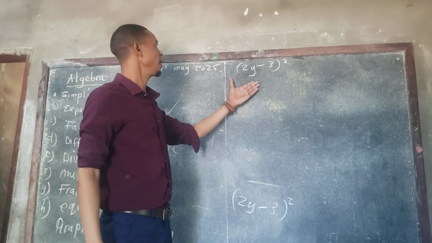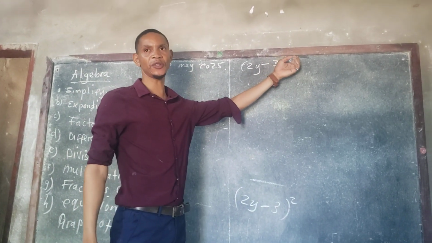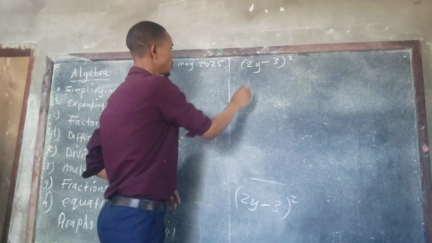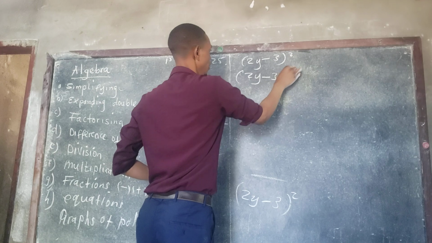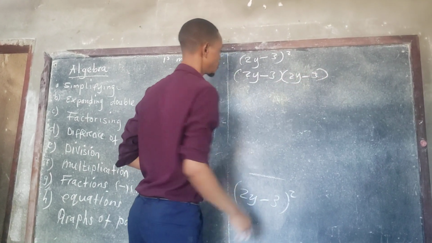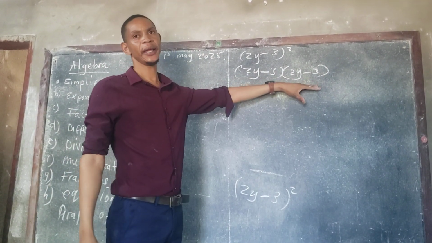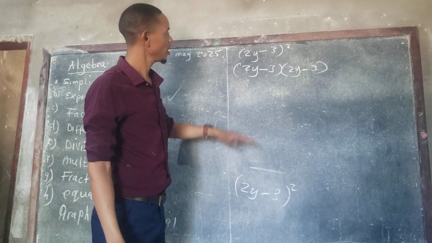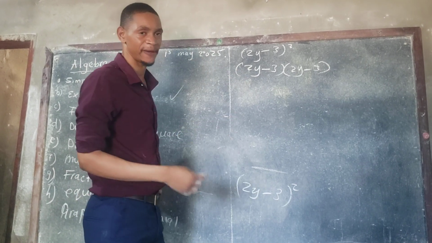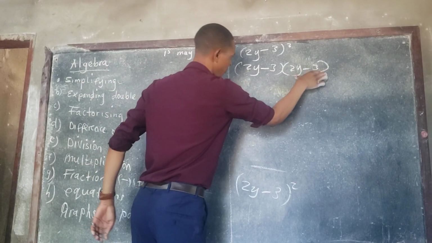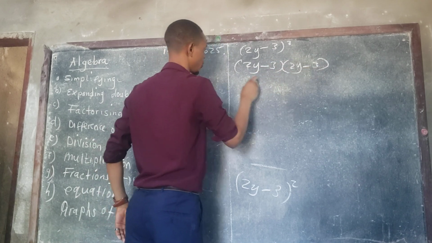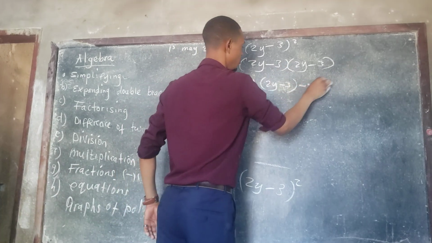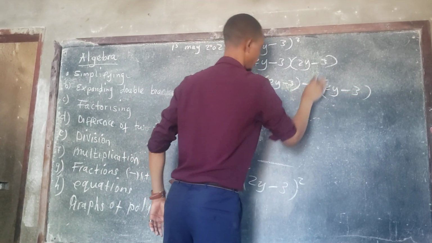What does it mean? This base given the exponent 2 means that I have to multiply 2y minus 3 two times. So 2y minus 3 again 2y minus 3. This is the same as what is there. So the way I did it in the first example, the first term multiplies with everything there, and the second term multiplies with everything there. So 2y multiplies with everything there, and then negative 3 multiplies everything in the second bracket.